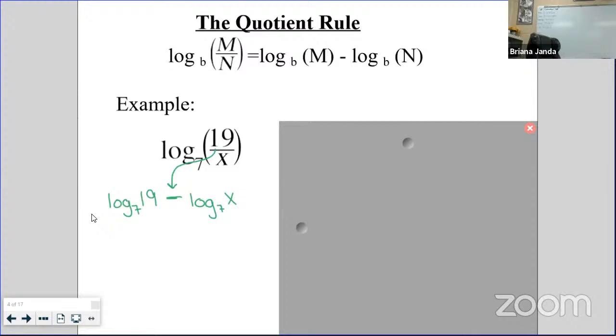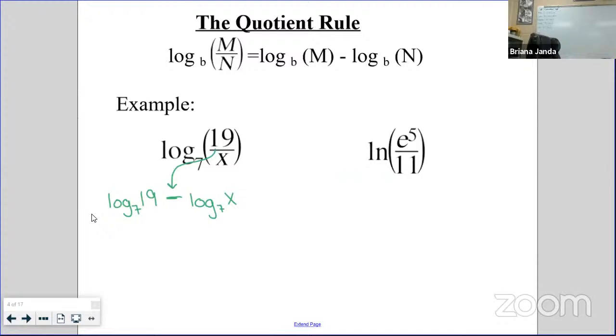Okay, just like we saw in the last one, you do need to make sure that you consider, can I simplify any further? So the next one we see is natural log of e to the 5th over 11. Remind me again, natural log is log base what? E. Okay, so initially I follow my quotient rule that says the natural log of the numerator minus, because of a quotient, the natural log of the denominator.